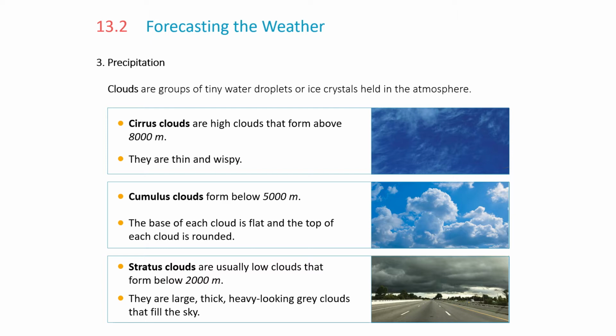Then we have cumulus clouds and these form about 5,000 metres. The base of each cloud is flat and the top of each cloud is rounded, so these are the more puffy kind of clouds that we see. And lastly we have the stratus clouds, and these are usually low clouds that form below 2,000 metres. As you can see in the picture, they're large, thick, heavy looking grey clouds that fill the sky, and generally what is associated with these clouds is a lot of rainfall.